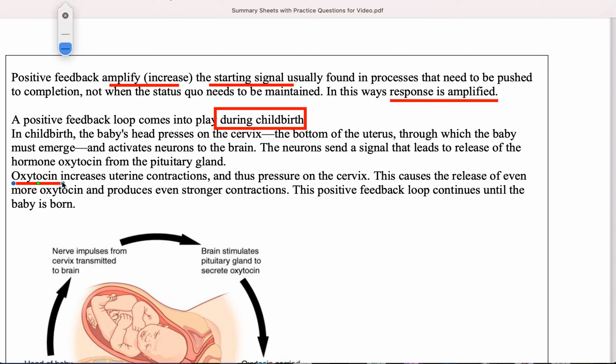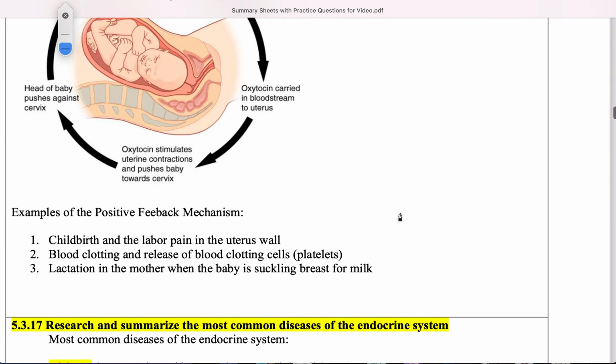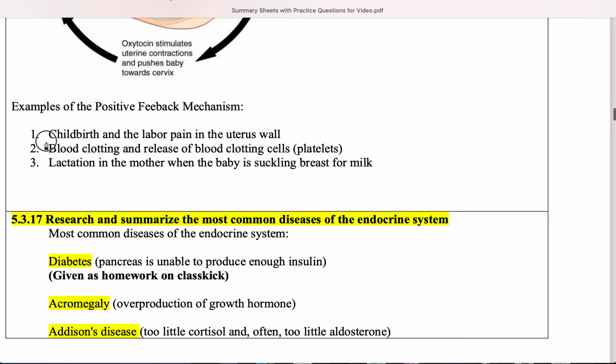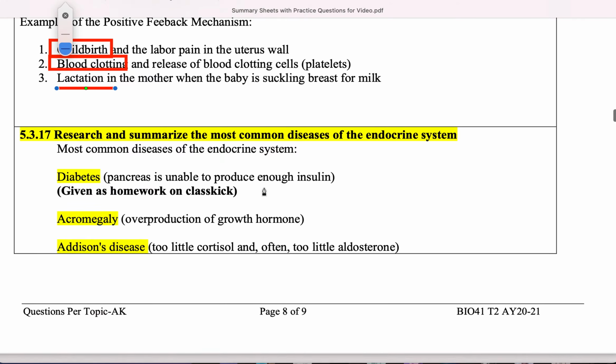For example, during the milk production in the female. So these are some of the examples, like the childbirth, the blood clotting, and the lactation in the female. So these are like the most common examples for that.